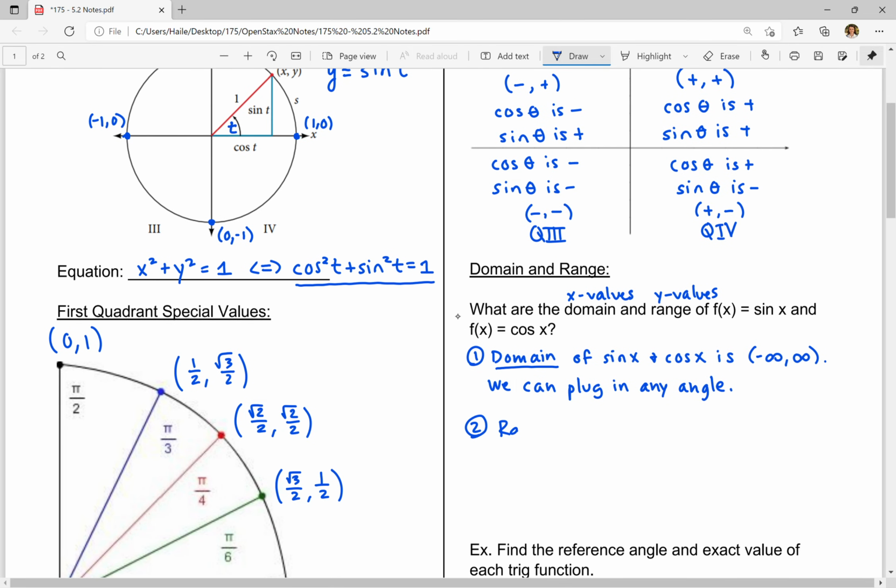So the range of sine of x and cosine of x is going to be the interval from -1 to +1, and we put brackets around -1 and +1 because it can actually take on those values. So let's talk about why this is.